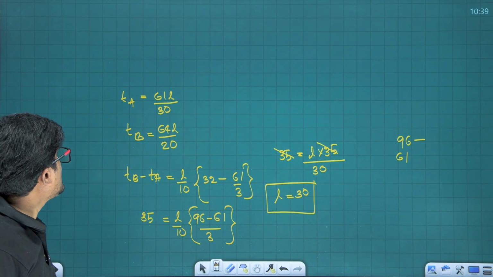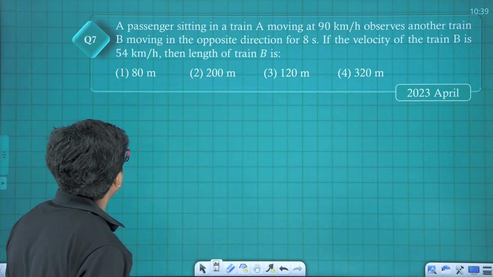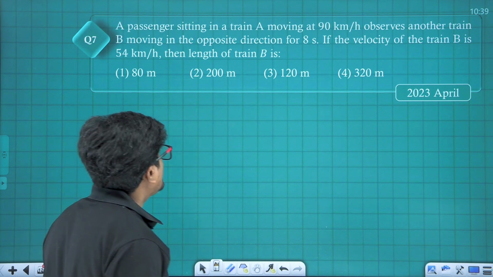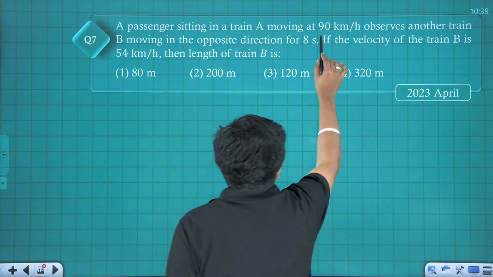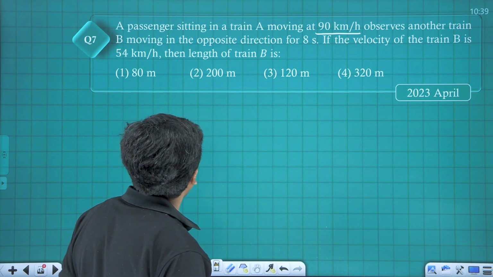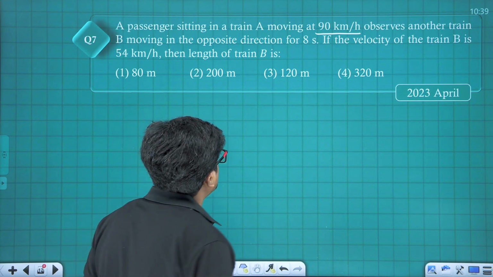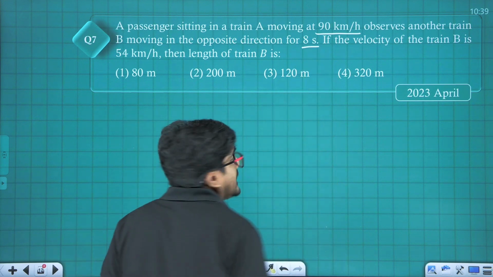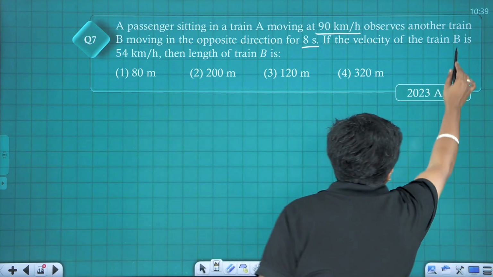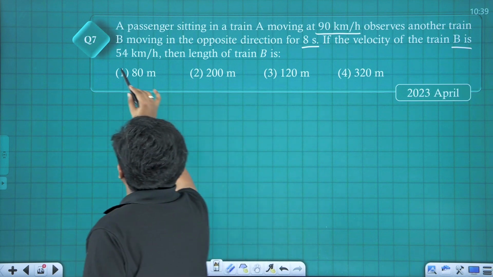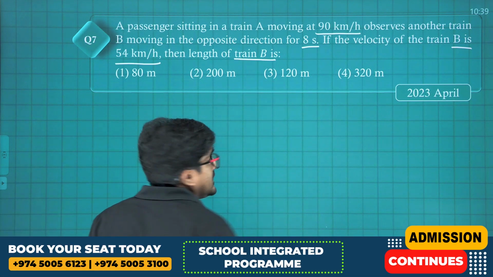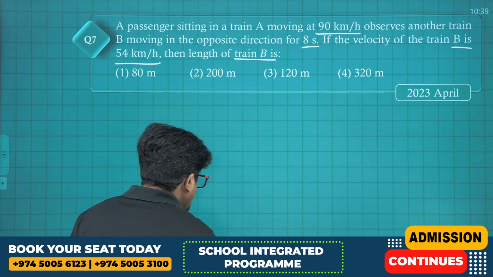Okay. Now let's move to the next. That is question number 7. The question says, a passenger sitting in a train, capital A, moving at 90 km per hour, observes another train, capital B, moving in opposite direction for 6 seconds. If the velocity of train B is 64 km per hour, then the length of train B is, that is the question. Let's understand the question first.